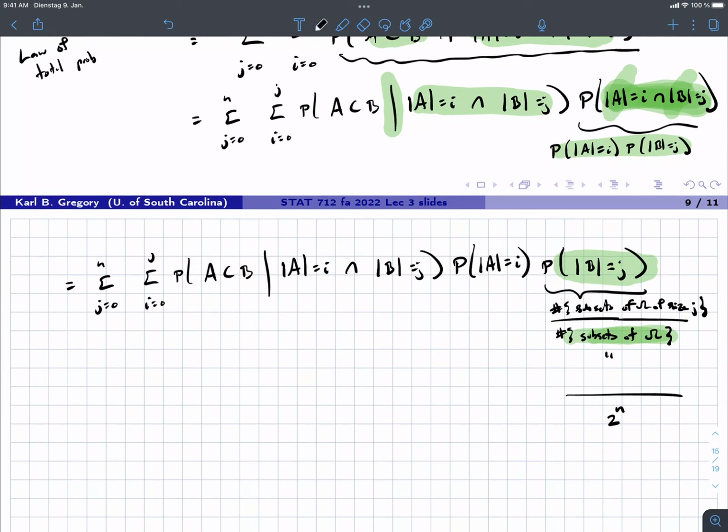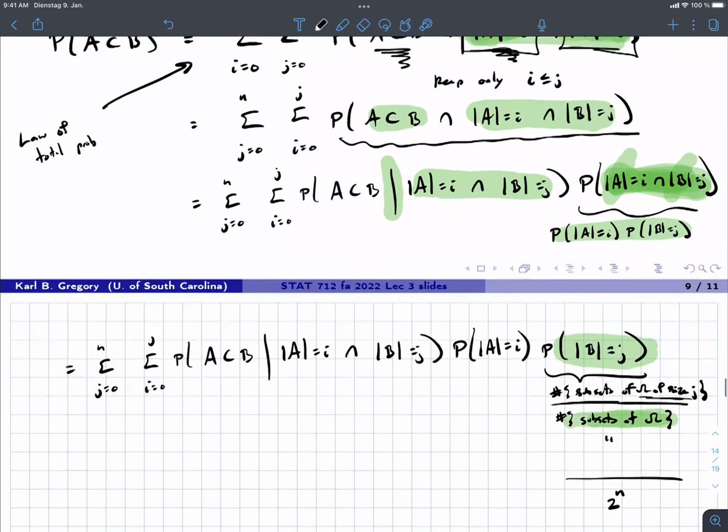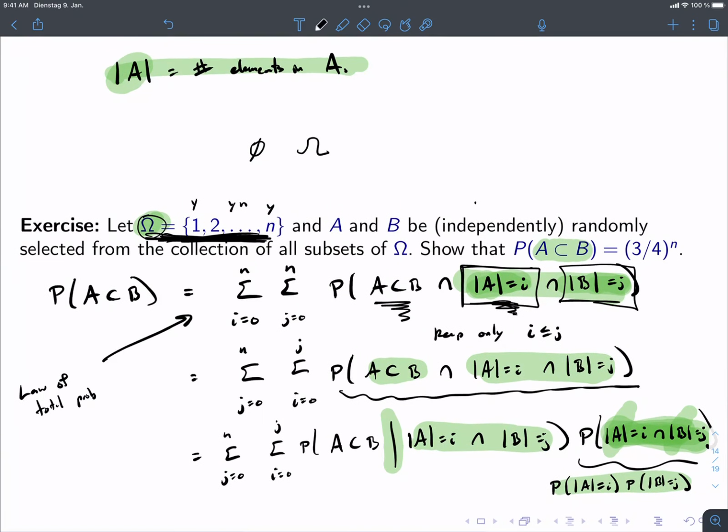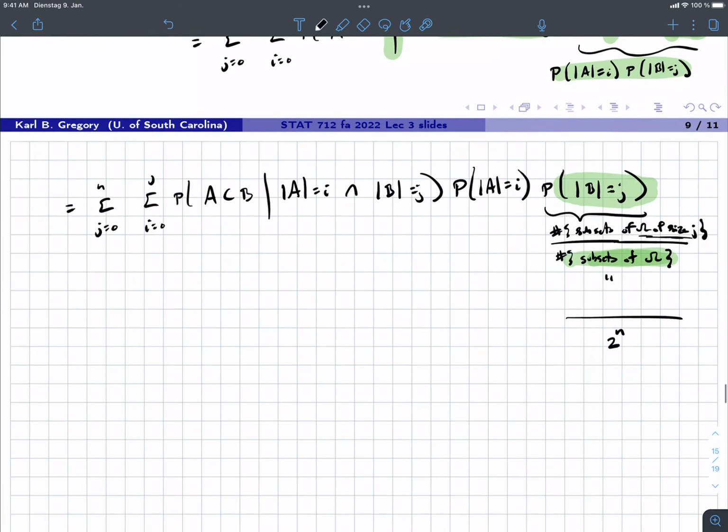How many subsets of omega are of size j? Well, in how many ways can I choose j of these? That's going to be n choose j. In the same way, the probability that my set A has cardinality I is going to be n choose I over 2 to the n.